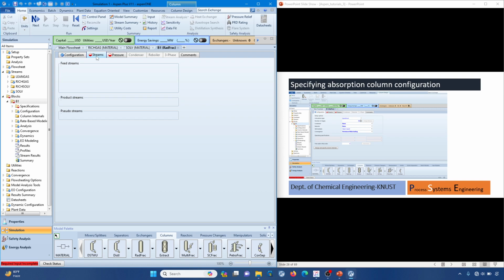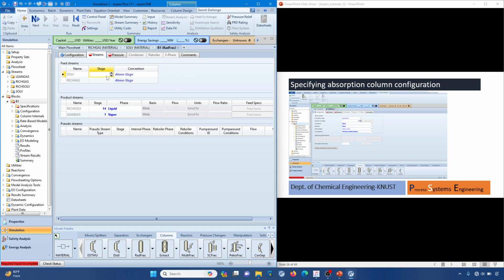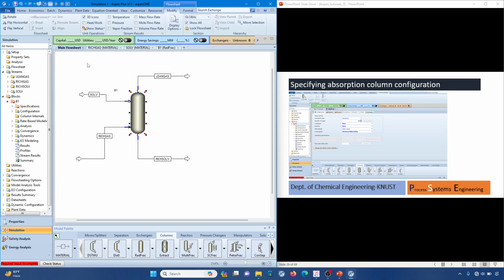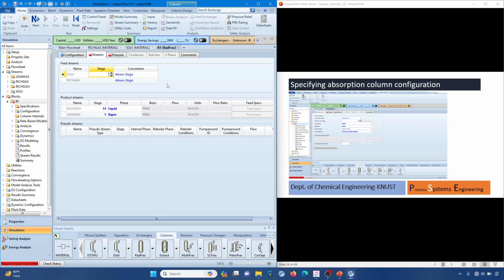So you go to the streams, and this is very important in simulating absorption columns. Many a time, the mistake most people make is the wrong allocation of the streams. If you have a vapor stream, you should clearly feed it at the bottom, and the liquid should come from the top. If you change these, your simulation might fail to converge. You'd have errors like a number of stages drying up and having no liquid on certain stages. It's usually because of this mistake.